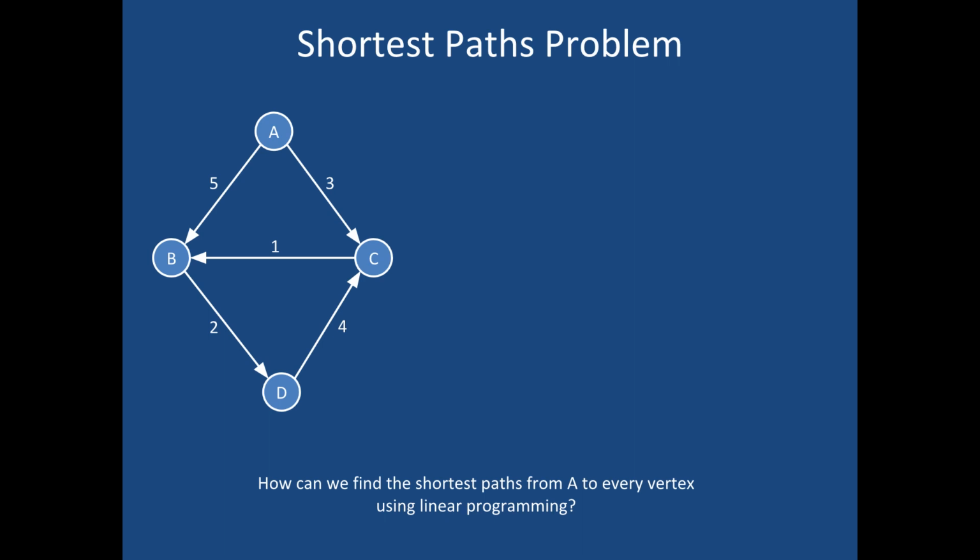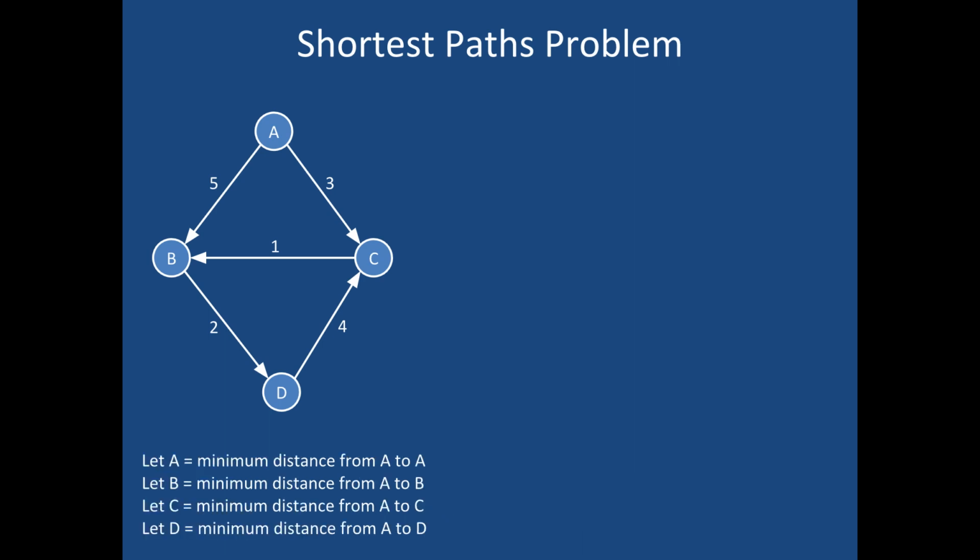So can you figure out? Well, I'm not going to ask you to figure it out. I'll show you the answer, but I'm about to show you the linear programming equivalent of what we just talked about, the physical model. So I'm going to let A, remember we want the shortest distance between A and every other vertex. So I'm going to let A stand for the minimum distance from A to A. B stands for minimum distance from A to B, and so on. So we've got these 4 variables.